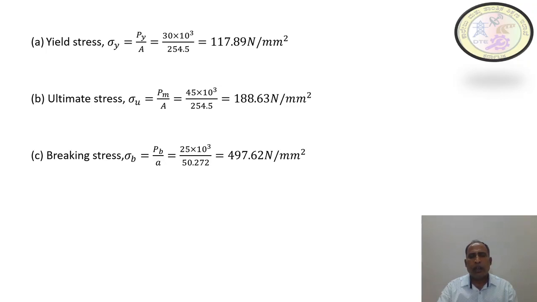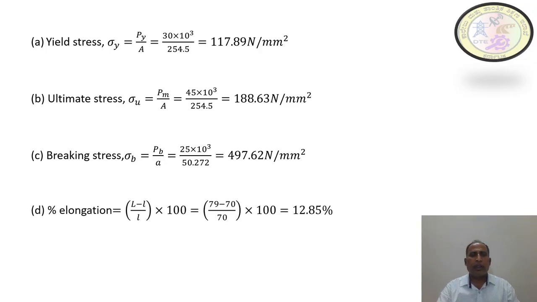When the material reaches the maximum load, after that the load required to break the material goes on decreasing, and at a certain load which is smaller than the maximum load, the specimen breaks into two pieces. So here we have used the neck area, that's why the value of the breaking stress will be more than the value of the ultimate stress.